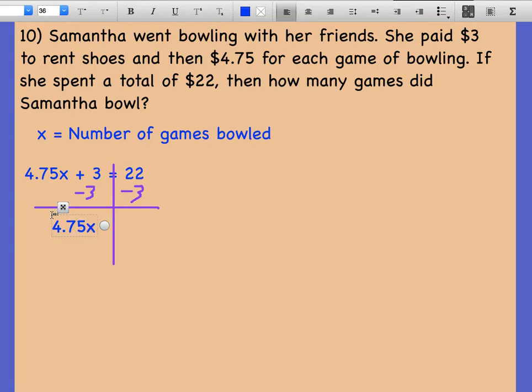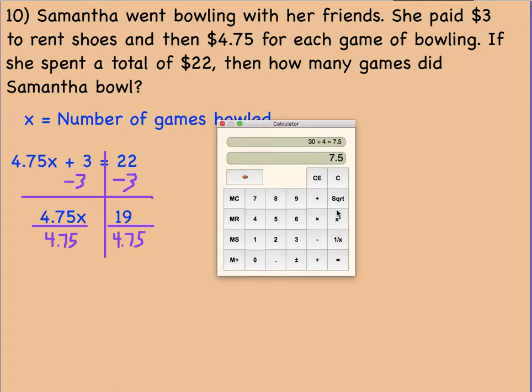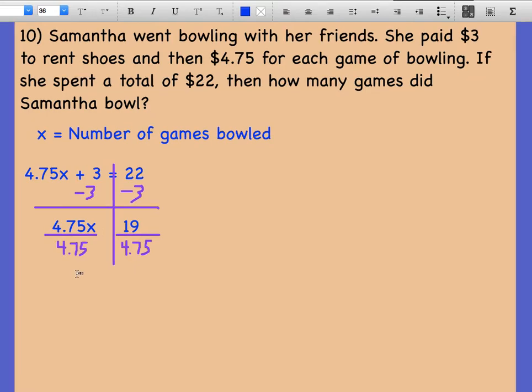Now it's 4.75x. Now don't be confused with the decimal, okay? We still do the same steps. So even though that's 4.75 there, we still divide by that. You don't just pick part of it, you divide by the coefficient there, the whole thing. All right, so when we divide, use your calculator, 19 divided by 4.75. So she's got 4 games played. So we're going to put x equals 4.